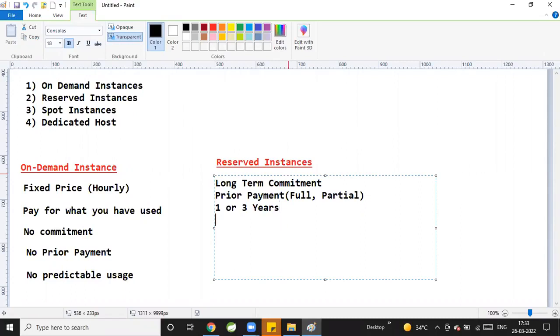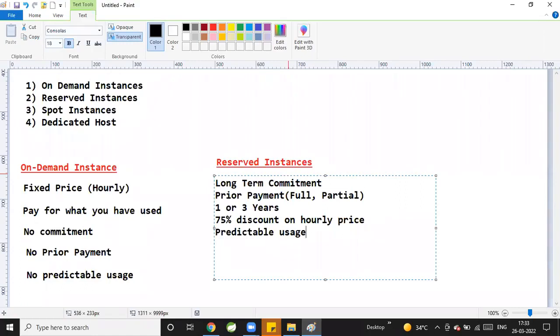When you go for reserved instances, you get a 70 to 75% discount on hourly prices. Whatever they generally charge per hour, they are going to provide some discount on these prices, and predictable usage. You need to tell how much you are going to use these instances.